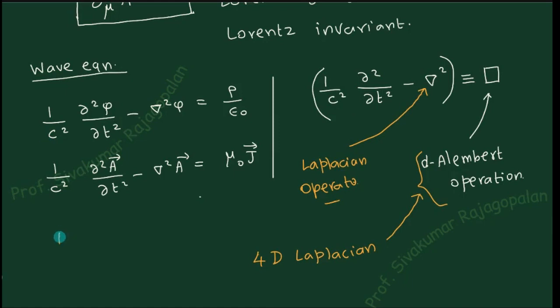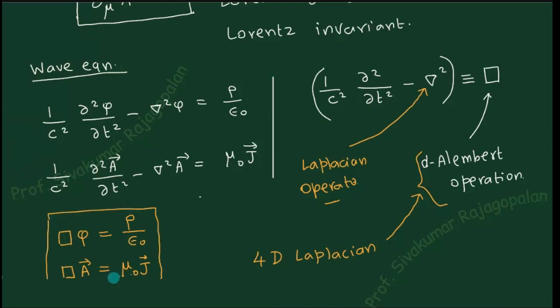Like I can put a box here. This is a box, the first operator I'm talking about, and then operating on the phi. So this is operating on the phi will be equal to rho by epsilon naught. And similarly, the second operator will be box operating on the capital A vector will be equal to mu naught into J. So there is a little bit of compact way of writing the equation. So that is the only advantage. But other than that, the purpose of the notation is not that.